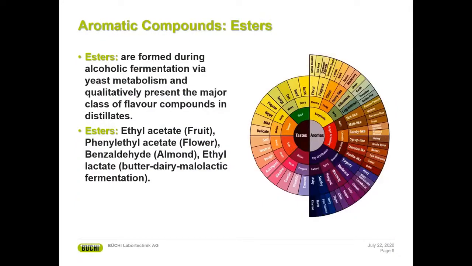When we talk about a product like whiskey and we want to optimize its aromatic profile, I believe that esters cannot be overlooked, and this is the first group of aromatic compounds we are taking into consideration today. As you know already, esters are formed during alcoholic fermentation by yeast metabolism and quantitatively represent the major class of flavor compounds in distillates. As you can see from the slide, there are some examples of a few of the most important ones.